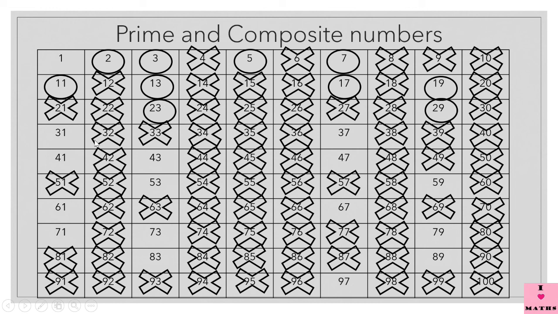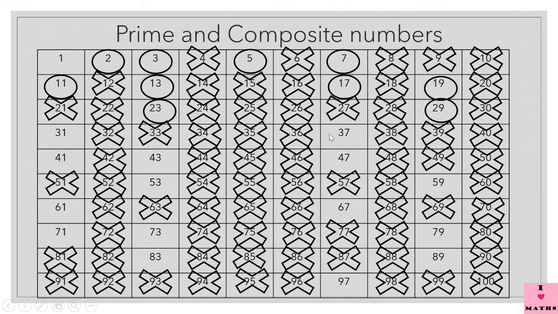Okay, after 31, the next number is 37. So 37 is also prime. We have to encircle it. But let me first check its multiples. 37 twos is 74. 74 has already been crossed. 37 threes is 111. That is not there in the table.